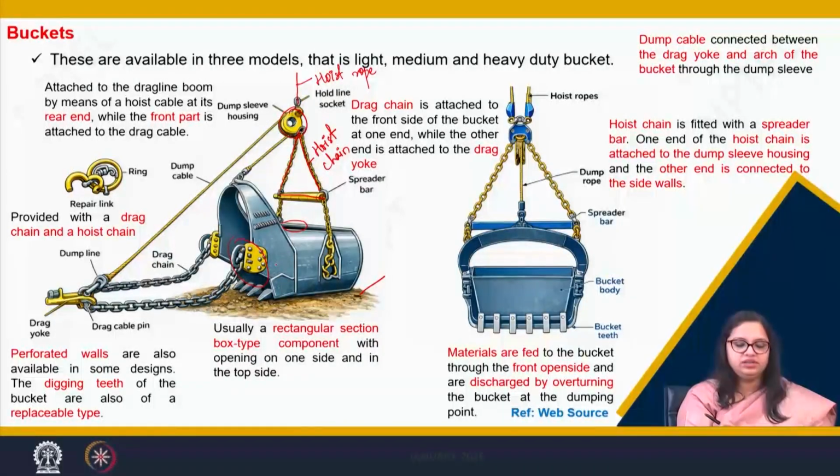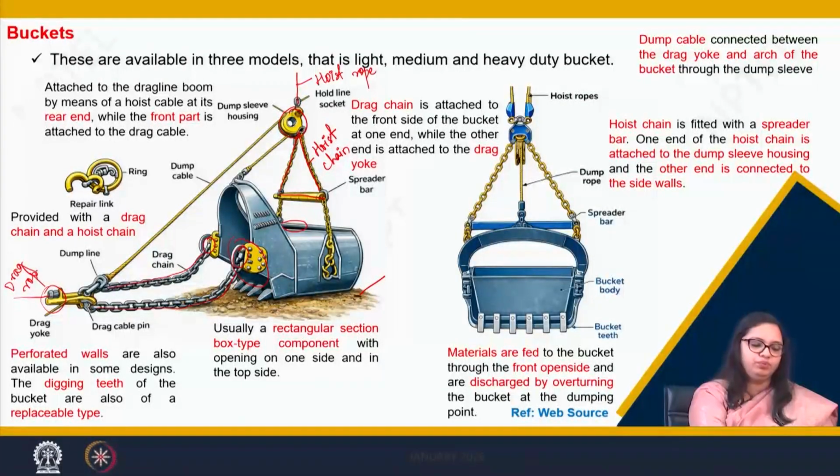So, at the other end where the bucket teeth are, the drag chain is attached to both the sides, as you can see here. This is the drag chain, and at the end there is a drag yoke, and to this drag yoke at this end goes the drag rope.